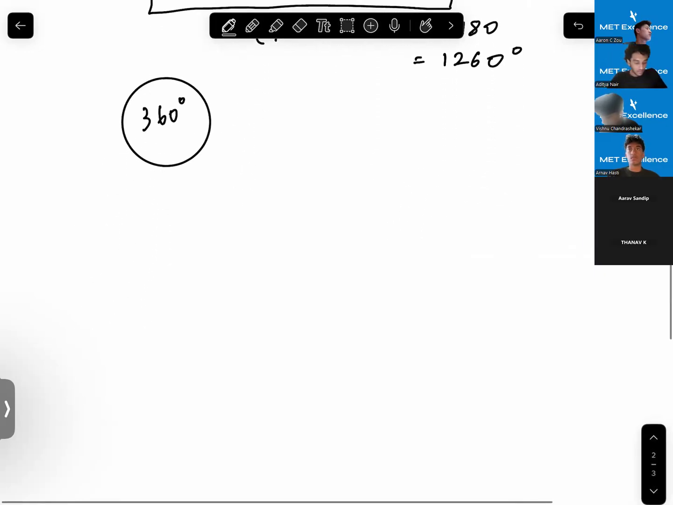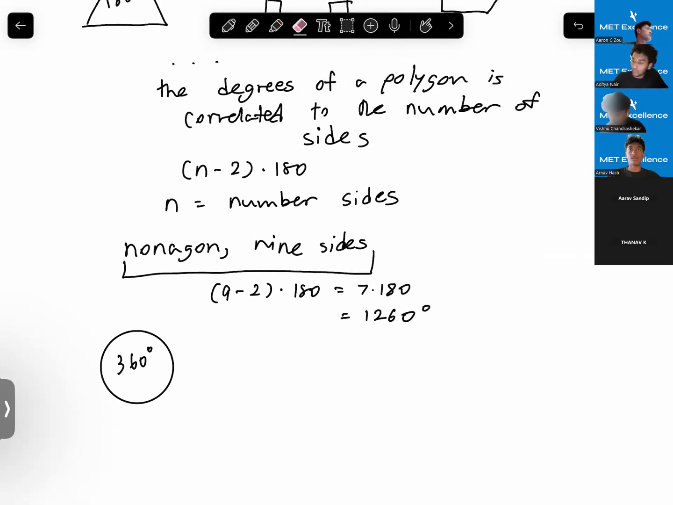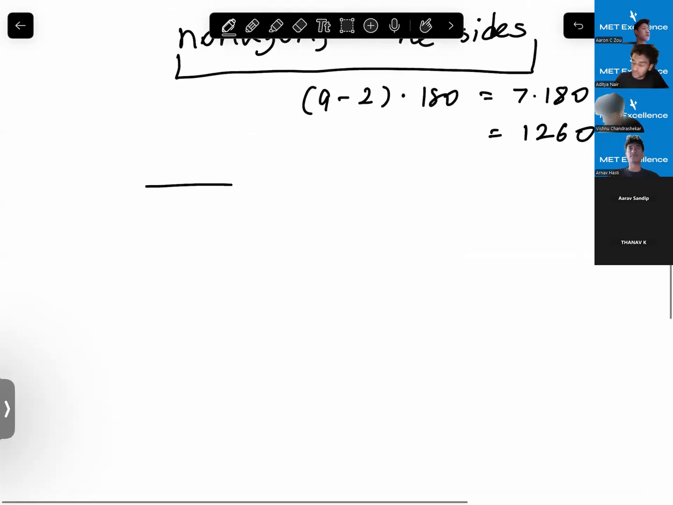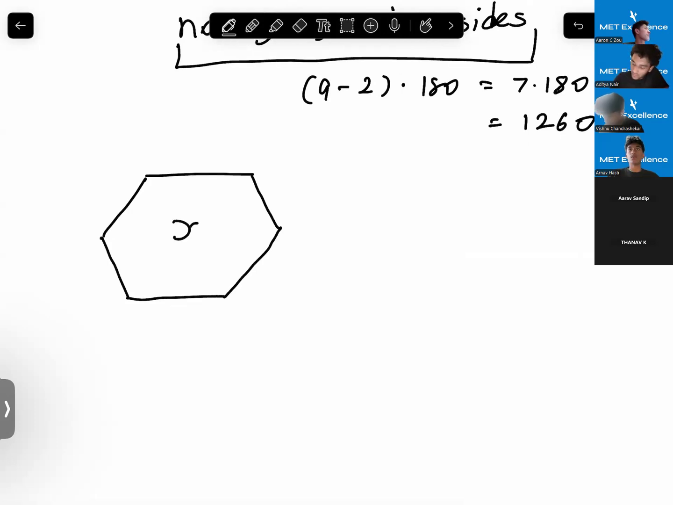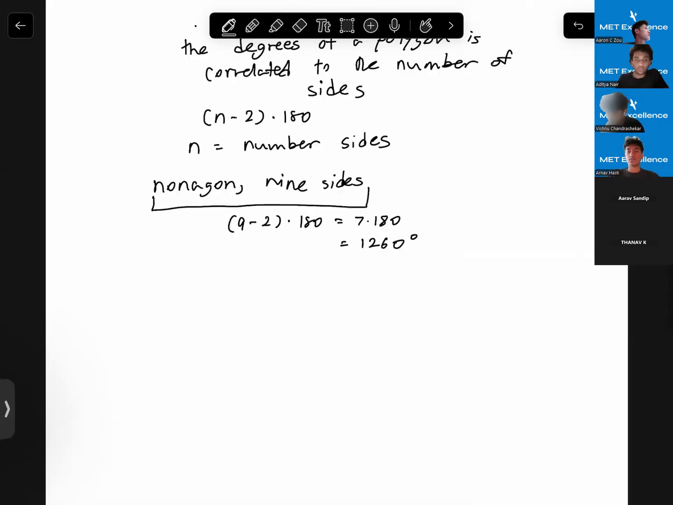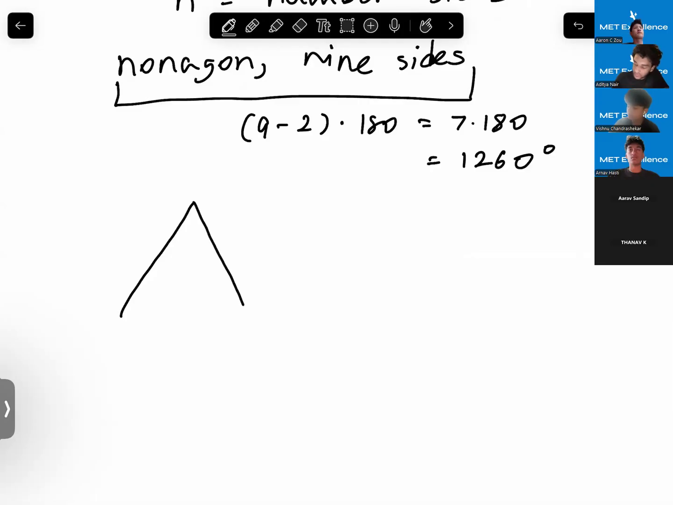And then, is that all I had? Sure. So I think I'll throw up one more problem up there. So let's just, all right, exterior angles. So exterior angles, it's going to be something like this.